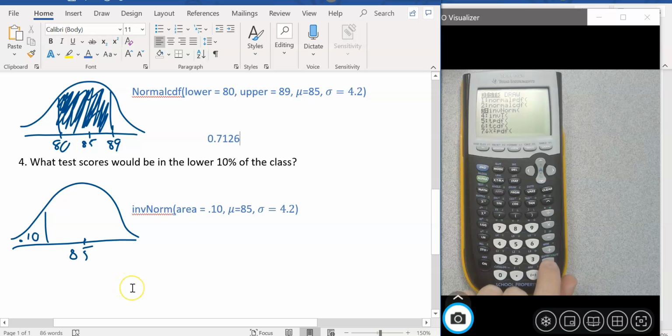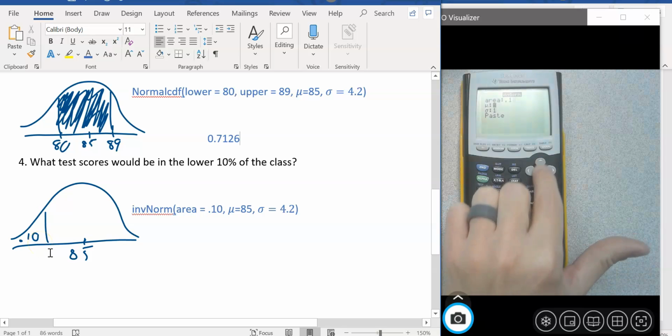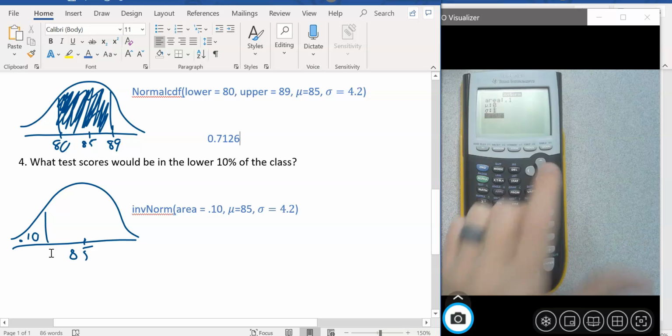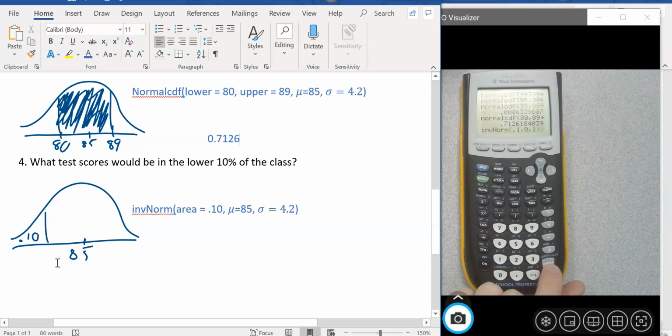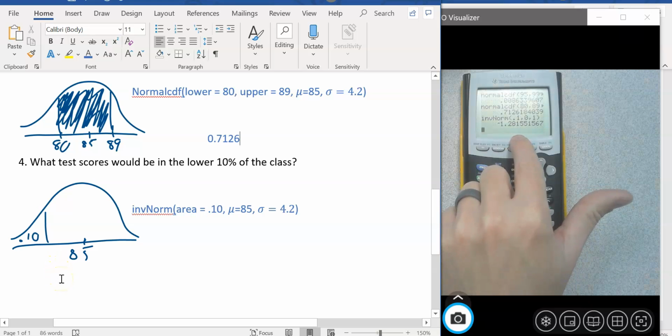If I hit enter on inverse norm, it only asks for three things. It asks for the area, which is always going to be the area to the left, because that's the way table A is set up. Then it's set up for 0 and 1, remember, that's the mean and the standard deviation for z-scores. So if we hit enter on this, it's going to give us our z-score. The z-score is negative 1.28.